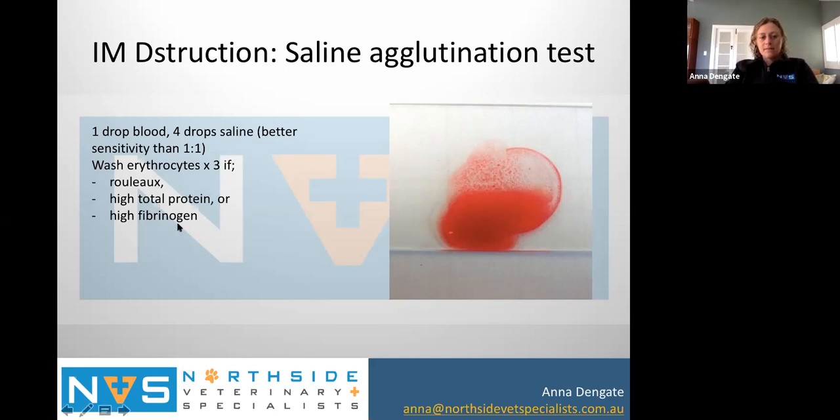These three things, RULO, high total protein and high fibrinogen, can give you an artificial positive in your agglutination. And in those situations, if you're seeing those, you should wash the erythrocytes. Does anyone know how to do that?